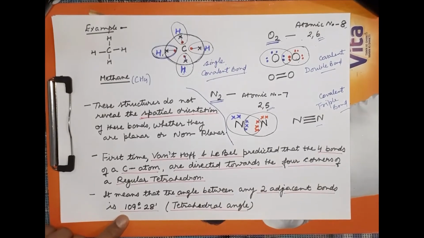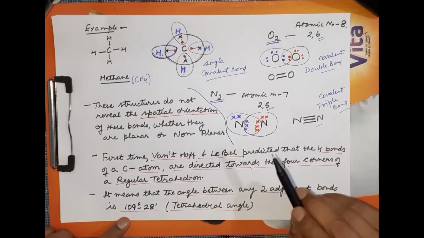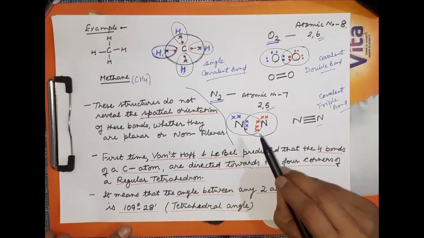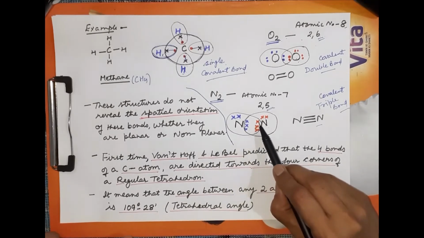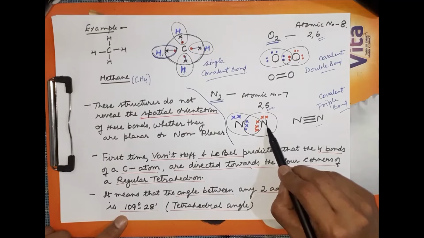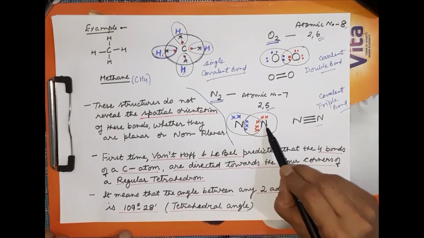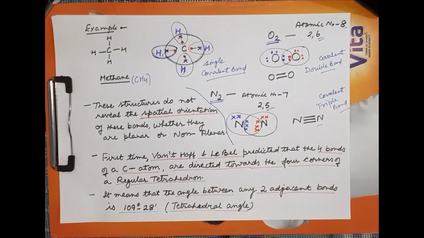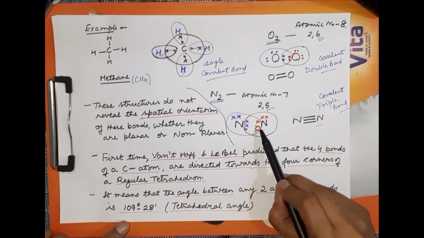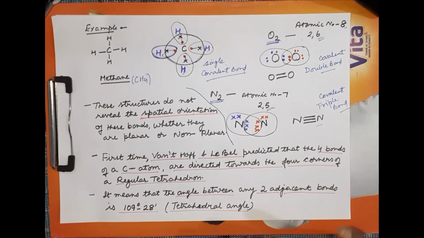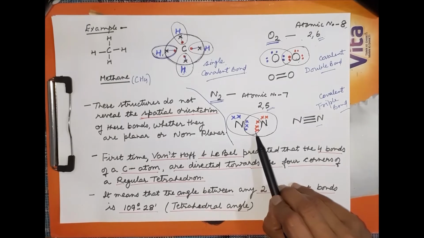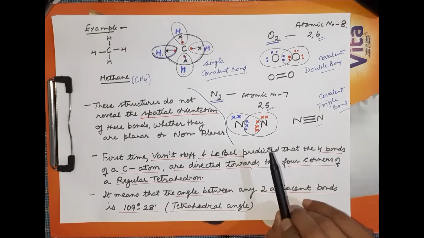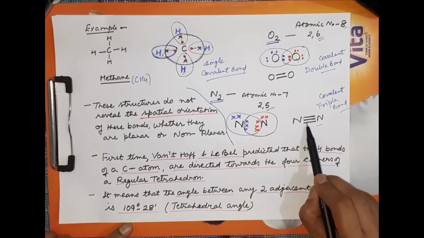So this nitrogen atom needs 3 more electrons to complete its octet. So how will it happen? By sharing, this nitrogen will share 3 electrons from the other nitrogen atom. In the same way, this nitrogen atom will share 3 electrons from the other nitrogen atom. So in this way, the octet is complete for both the nitrogen atoms, and this is the sharing of 3 pairs of electrons between the 2 nitrogen atoms, and it is shown like this.